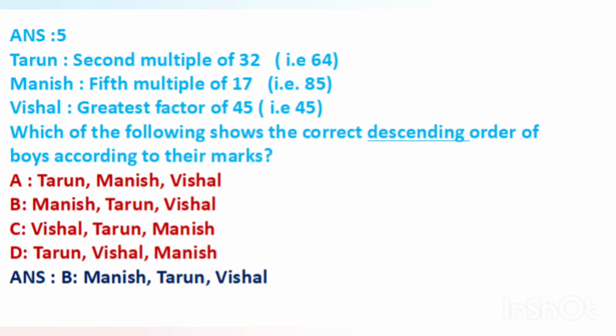Now which of the following shows the correct descending order of boys according to their marks? So descending order you need to find out, that is greatest to smallest. So 85, then after 64, then after 45. That is Manish, Tarun and Vishal. Option B.